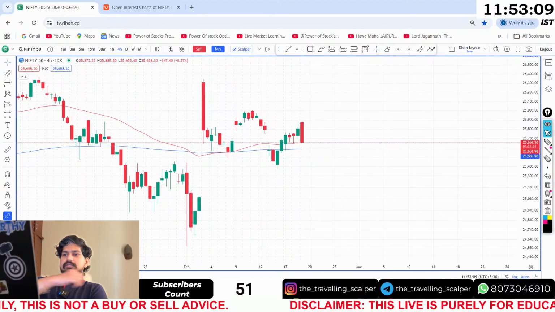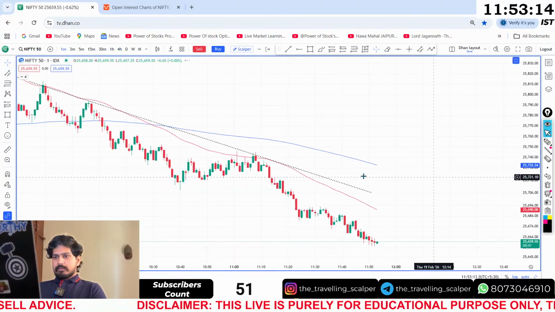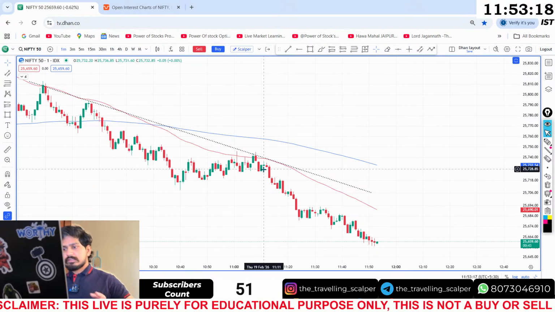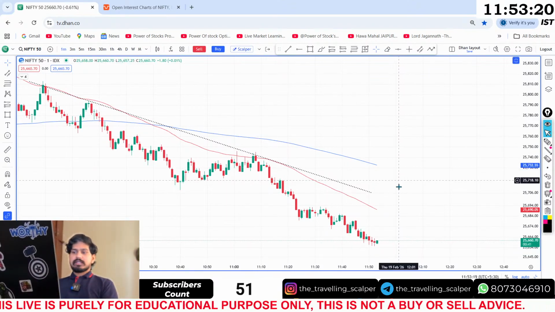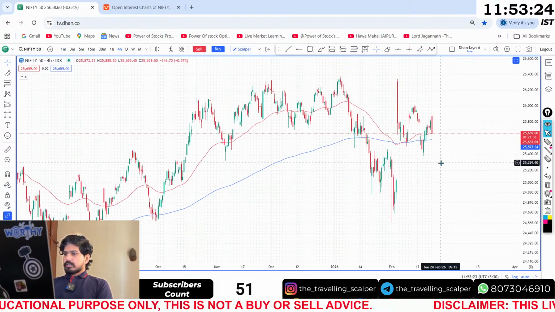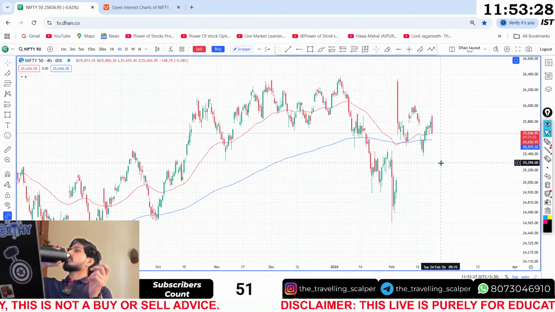Actually I missed one trade, somewhere over here. Okay, so I should have taken a trade here, but we missed this trade. No worries, when one small pullback comes, again we'll try to get into the trade. So now let's go to the 4 hour time frame in Nifty 50.